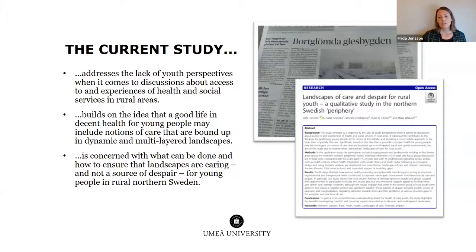Also, rather than just exploring what characterizes a landscape of care, which you see we did in an earlier paper, in this follow-up research we're more interested in what can actually be done and how to ensure that landscapes are indeed caring and not a source of despair, which was a finding in this earlier paper for young people in peripheral northern Sweden.